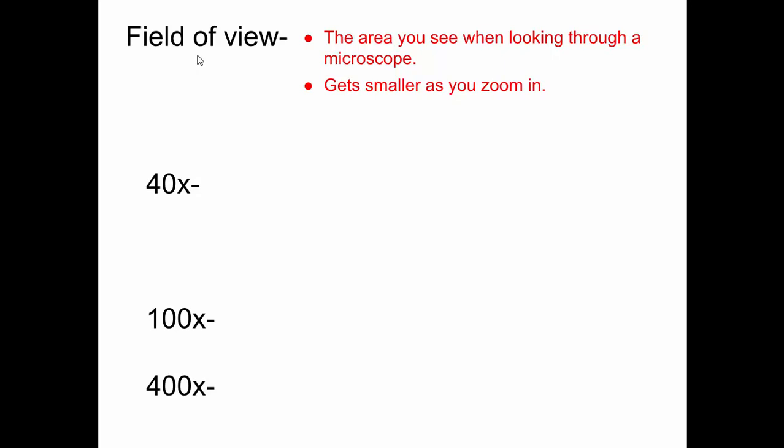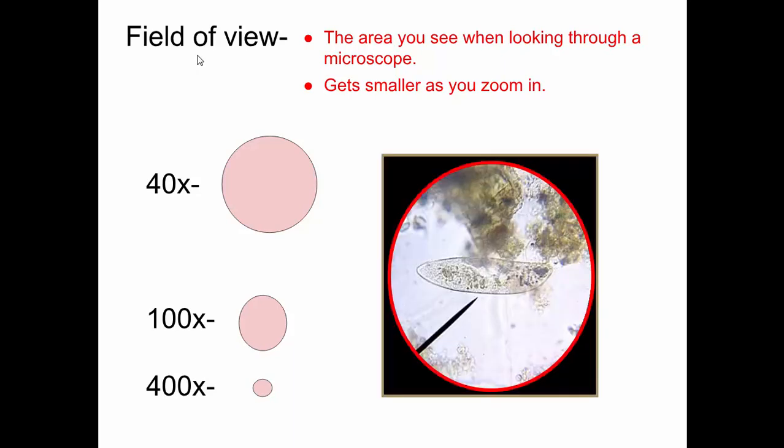It's smaller. Right, the object is larger, but we're seeing less of it with each step up in magnification that we go. So under 40x, I can see a pretty wide area. Under 100x, I'm zooming in, so I see less. And under high power, I see even less. As our magnification increases, our field of view gets smaller.